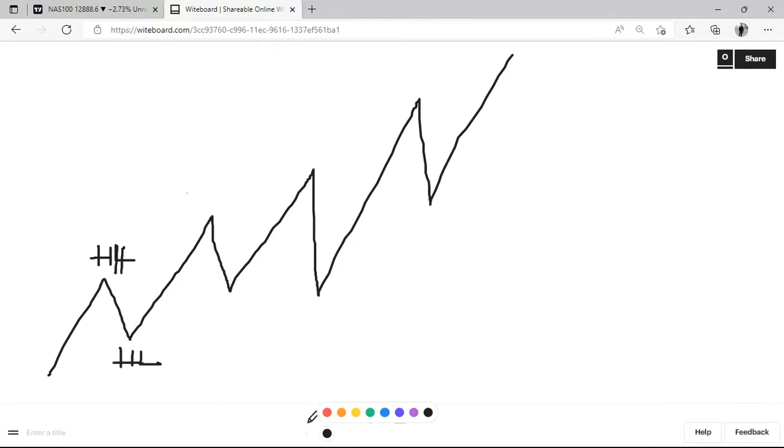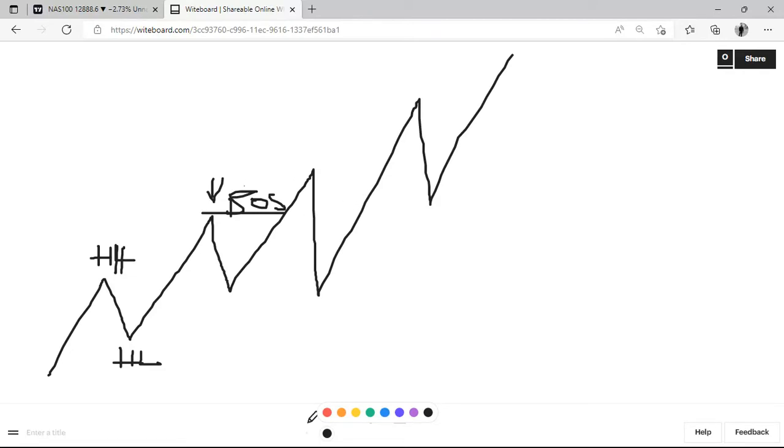So for instance, this is another high. This is the impulse, and this is the correction in the market. Let's say we've broken our previous high in the market. Now we name it break of market structure, BOS. Some people name it BMS, that's break of market structure. I'm going to use BOS. Anyhow you want to name it, you can.